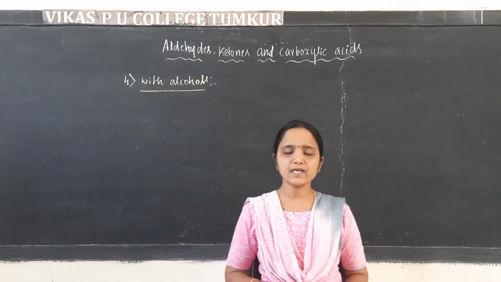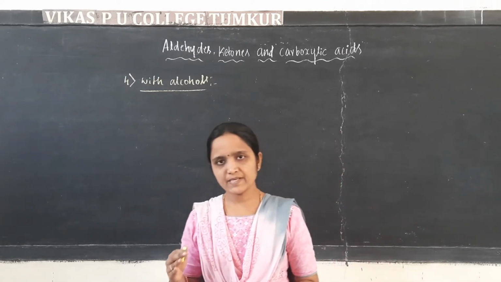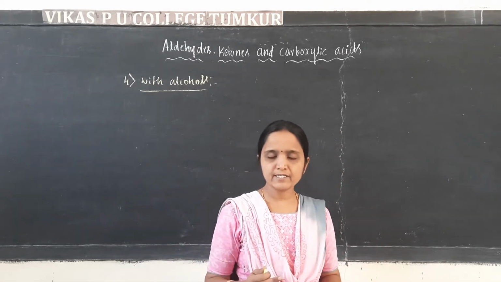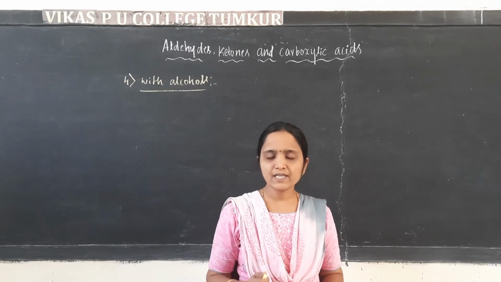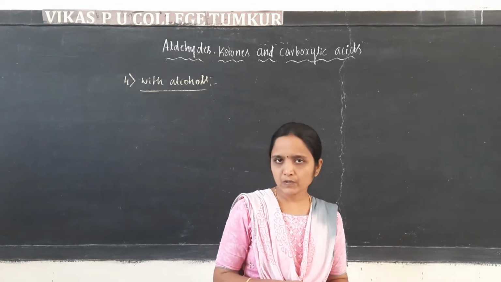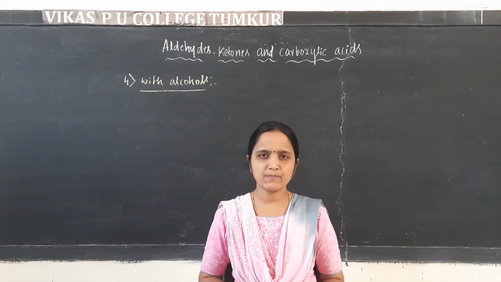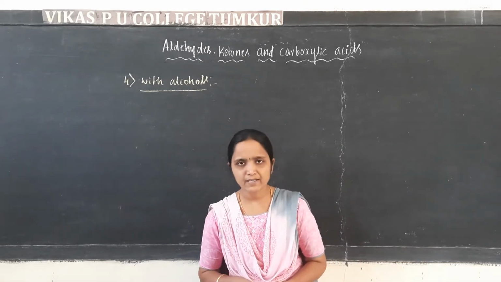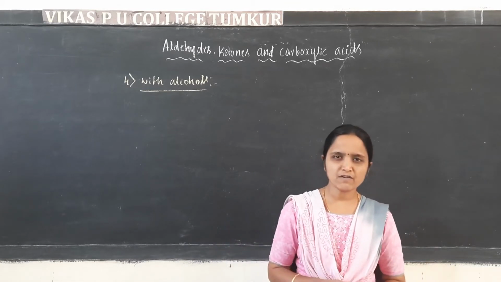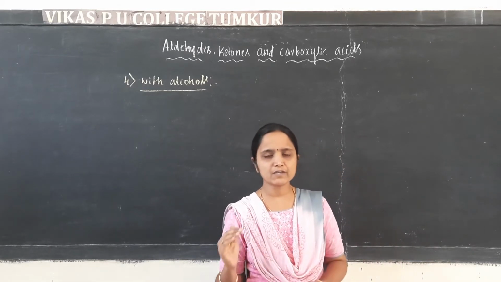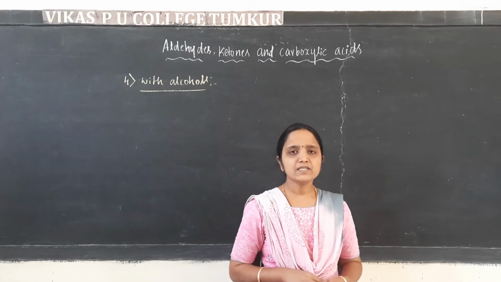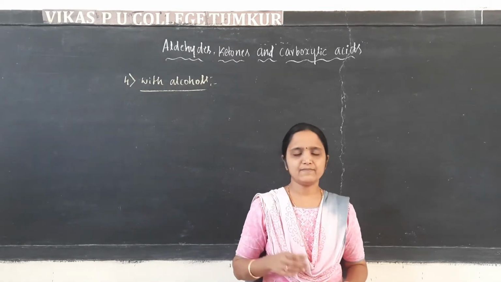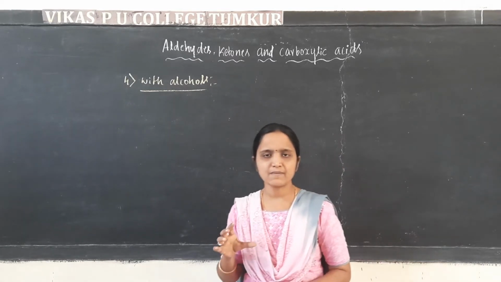It gives the acetal. First, what happens? The aldehyde reacts with one molecule of alcohol, that is, one molecule of monohydric alcohol, in the presence of dry HCl gas, and it gives the hemiacetal. The hemiacetal is unstable.